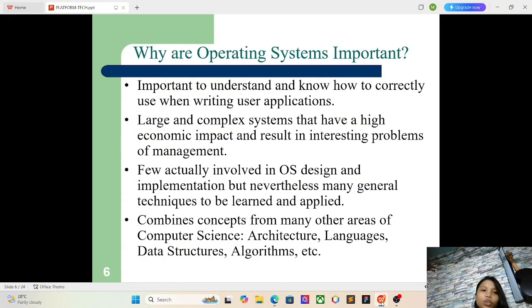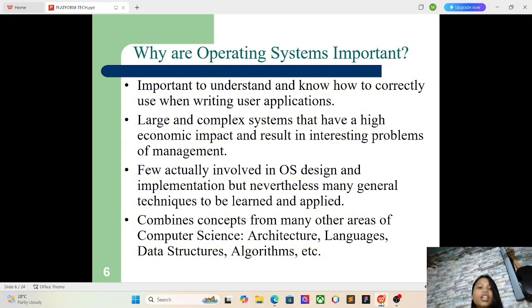So why are operating systems important? It is important to understand and know how to correctly use them when writing user applications, such as large and complex systems that have a high economic impact and result in interesting problems of management. Few are actually involved in OS design and implementation, but nevertheless, many general techniques can be learned and applied. It combines concepts from many other areas of computer science: architecture, languages, data structures, and algorithms.